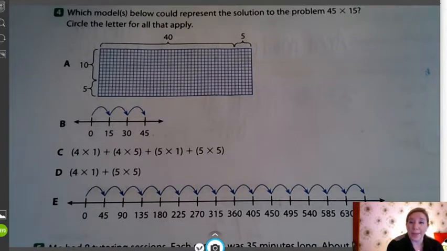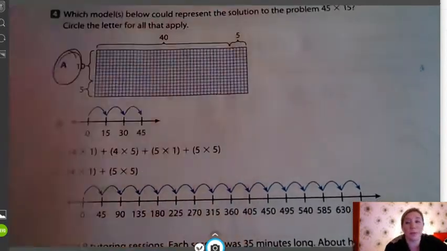So if we look at A, A is decomposing 45 into 40 and 5 and 15 into 10 and 5. Those are both options. 40 plus 5 is 45 and 10 plus 5 is 15. And then it shows an area model, but it just shows the actual area filled in. So that would work. A is a possibility.